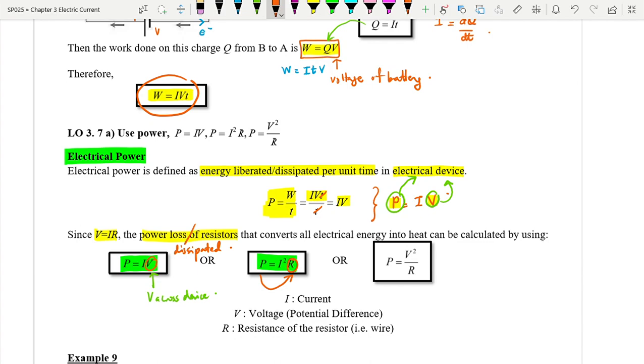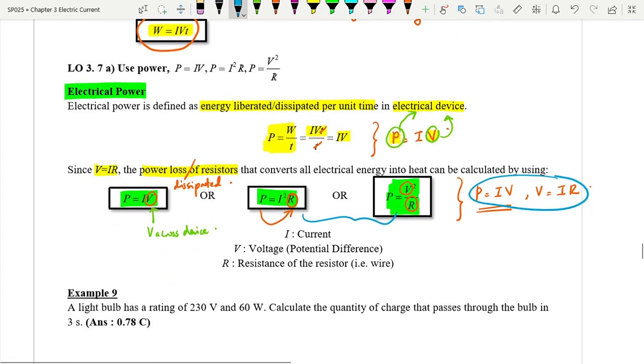Okay, ataupun kita boleh gunakan substitute, gantikan I dengan V over R. So kita dapat another formula V square over R. Okay, so benda yang sama juga. Make sure voltage yang mana yang kita kena consider dan resistor yang mana yang kita kena consider. Supaya kita boleh menjawab soalan tu diminta power untuk resistor yang mana. So basically daripada ketiga-tiga formula ni hanya dua formula sahaja yang kita kena tahu. P equals to IV and V equals to IR, which is Ohm's law. So kita boleh derive lagi dua formula yang di sebelah sini daripada equation ini.